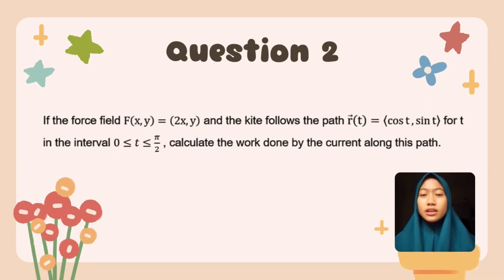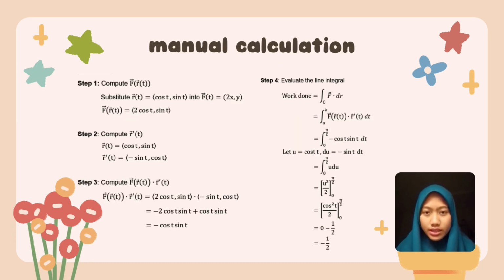Assalamualaikum and hi. Now I will explain question 2. If the force field F of x y equals 2xy and the kite follows the path r of t equals cos t, sin t for t in the interval 0 to pi over 2, calculate the work done by the kite along this path. Next, for manual calculation, the first step is we need to compute F of r of t by substituting r of t equals cos t, sin t into the function F equals 2xy, so that we get the answer, which is 2 cos t sin t.